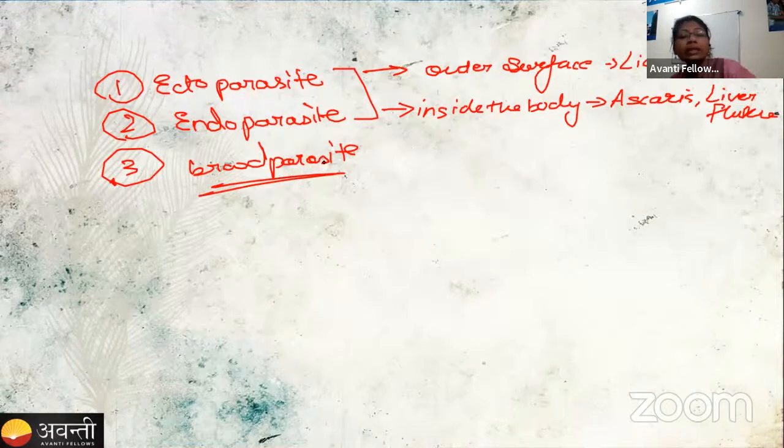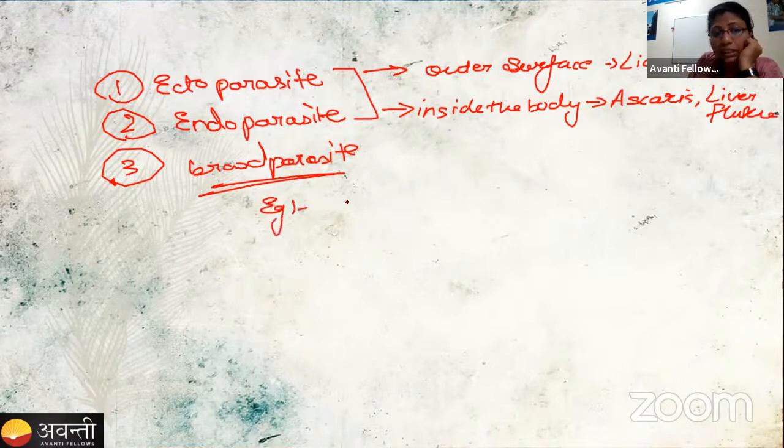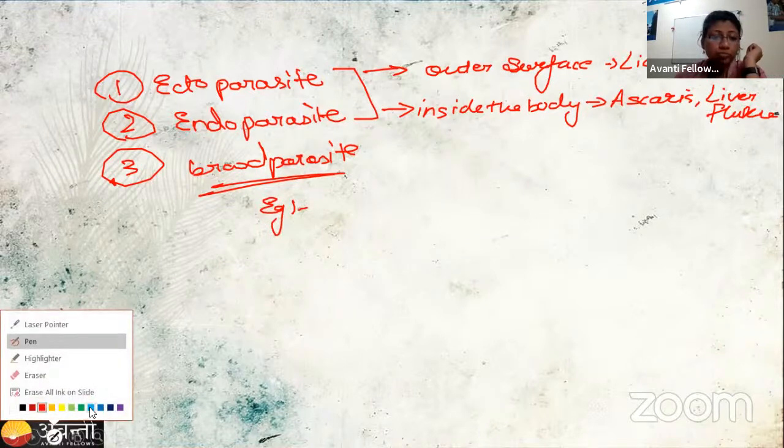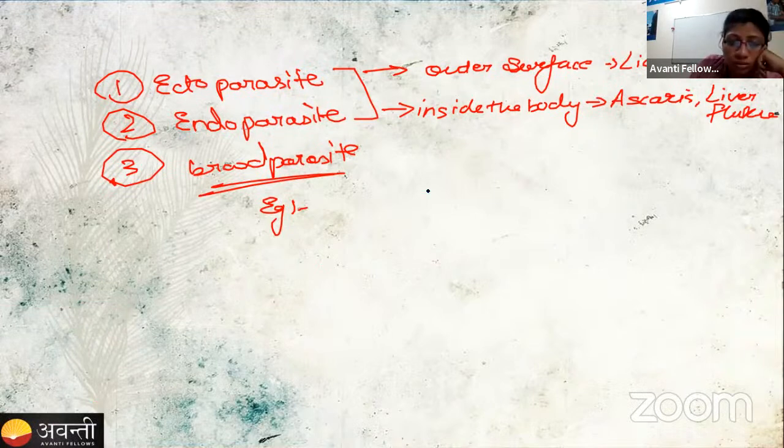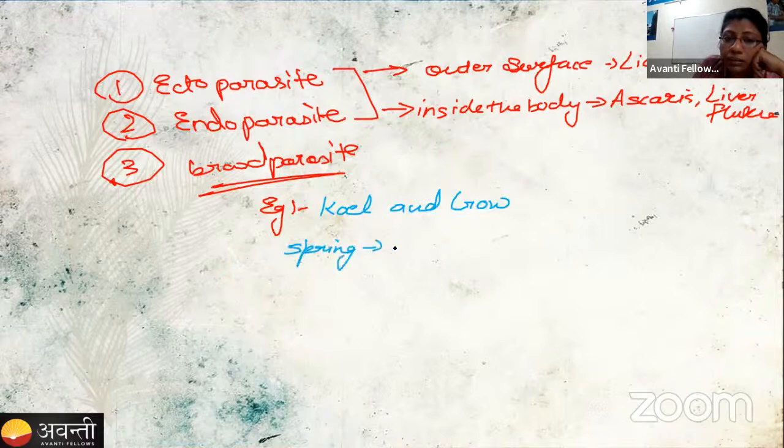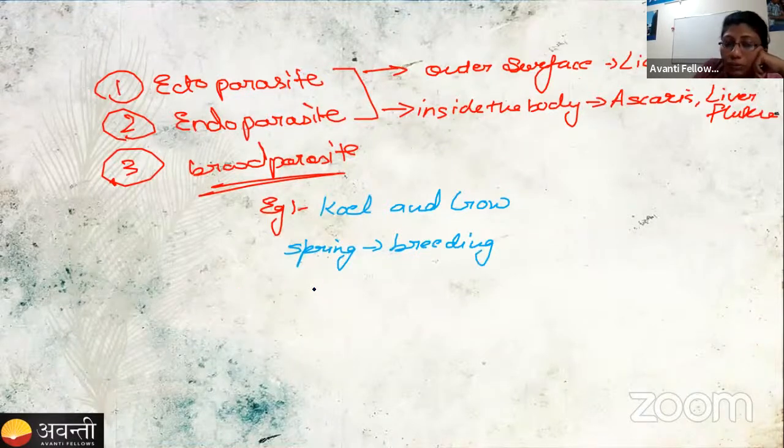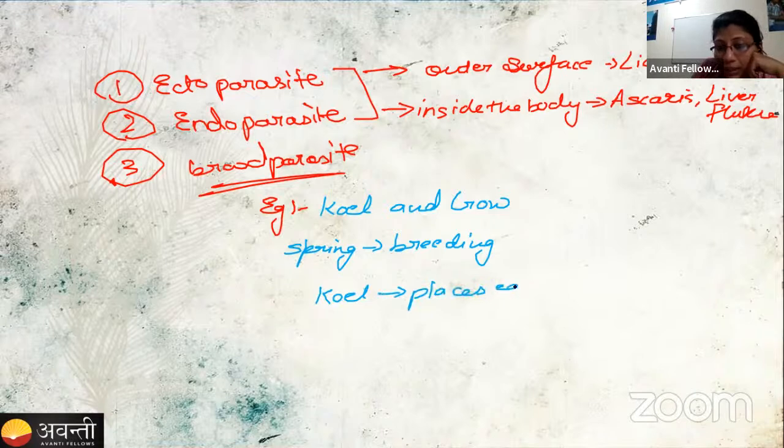Now what is this brood parasite? These are the parasites who take the advantage of the another organism. The very good excellent example here is the quail and the crow. You know, the spring is the breeding season. Spring is the breeding season for both crow and quail. So what happens? Quail places her eggs in the nest of crow.